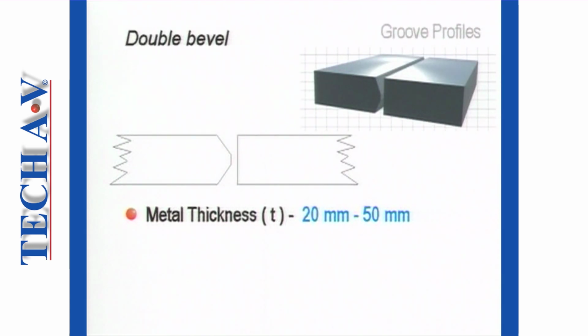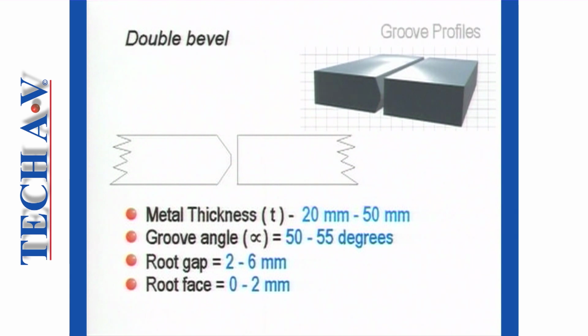When used on metal over 20 millimeters and up to 50 millimeters thick, a double bevel would be prepared. The groove angles would be prepared to 50 or 55 degrees. The root gap between 2 and 6 millimeters. Note that the root face may be prepared between 0 and 2 millimeters. Welding is done from both sides.